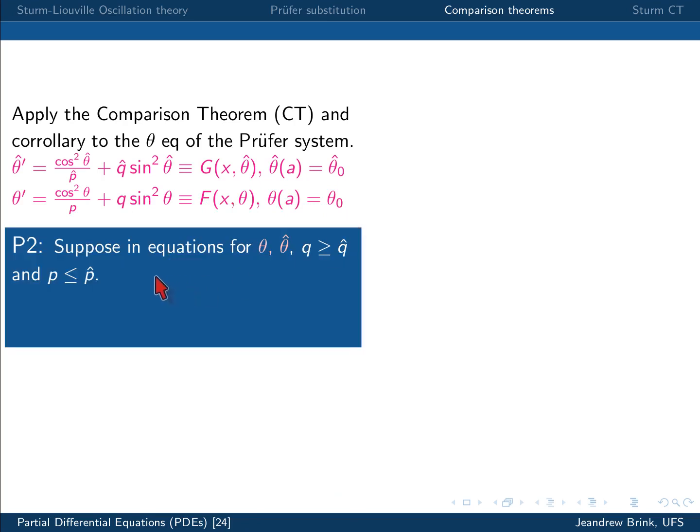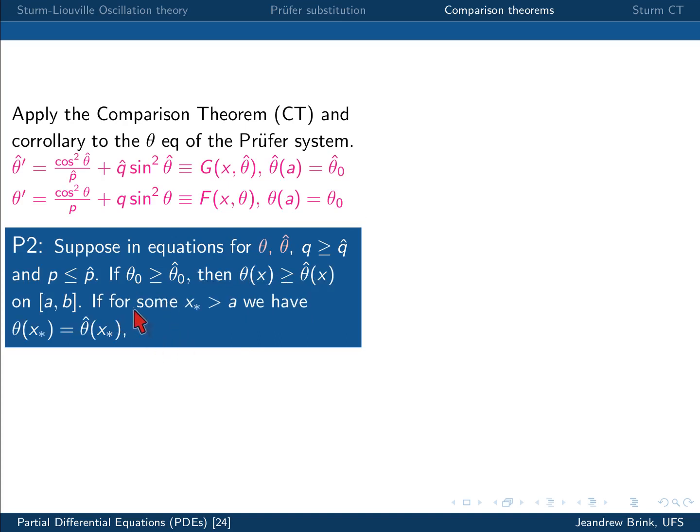And what we're then going to do is have this first result where we've applied the comparison theorem to this system in particular, and we're going to say, suppose for theta and theta hat, q is greater than or equal to q hat. In other words, this q is greater than or equal to that one, and p is less than or equal to p hat. Okay, we have that if theta 0 is greater than or equal to theta 0 hat, then theta of x is greater than or equal to theta hat of x on AB.